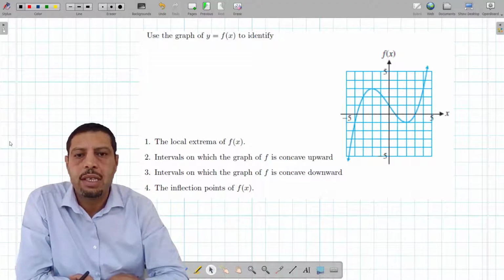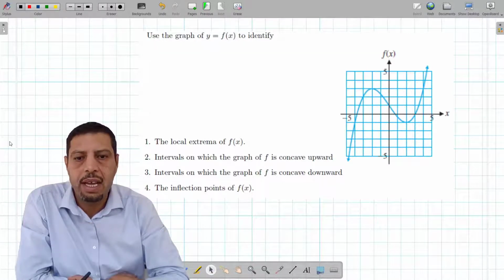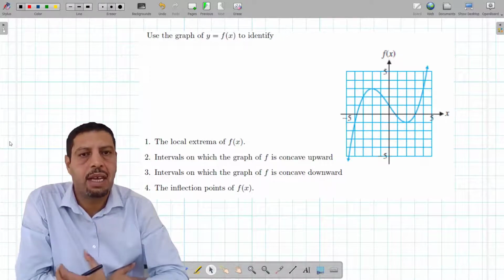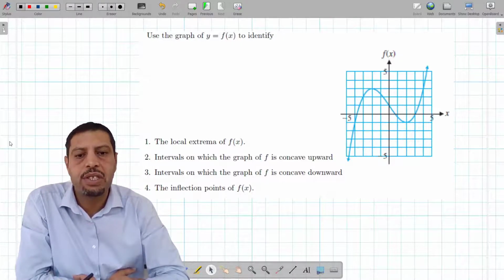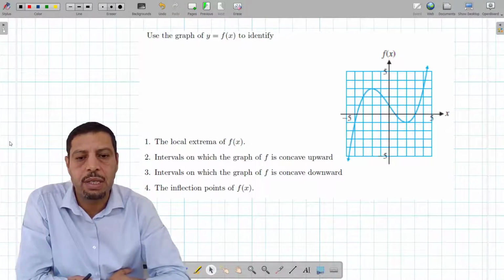Welcome to this video, which is a graphical approach of concavity. So here we're going to use the graph of y equals f of x to identify the local extrema of f of x, the intervals on which the graph of f is concave upward, the intervals on which the graph of f is concave downward, and we're going to determine the inflection points.